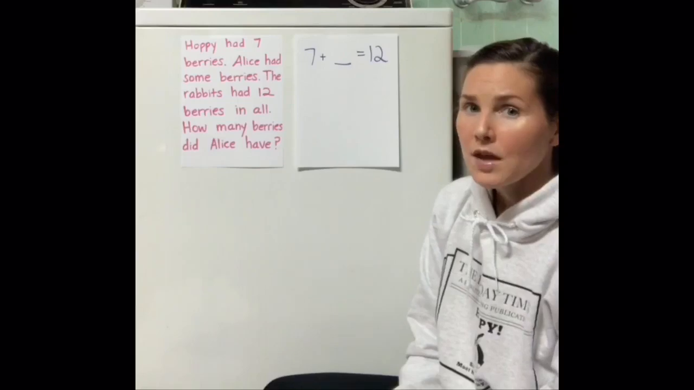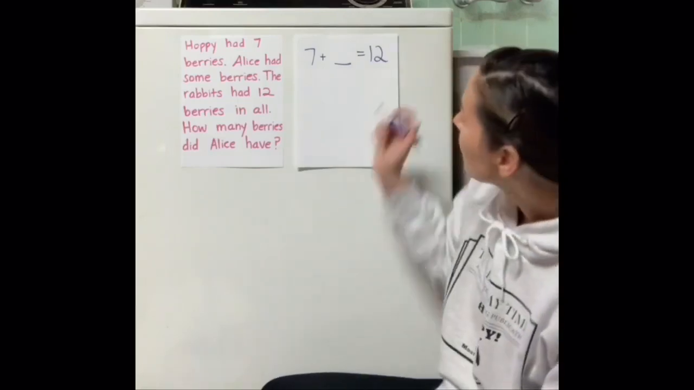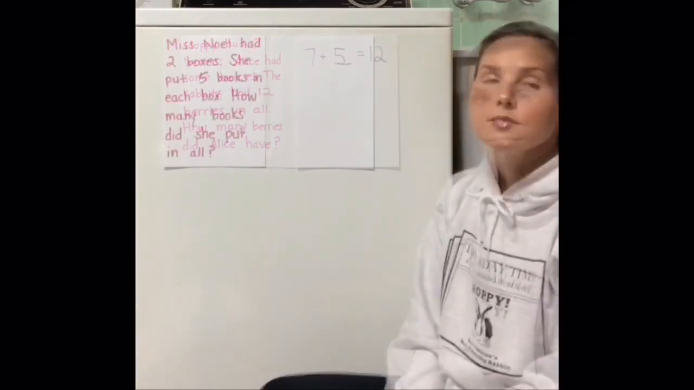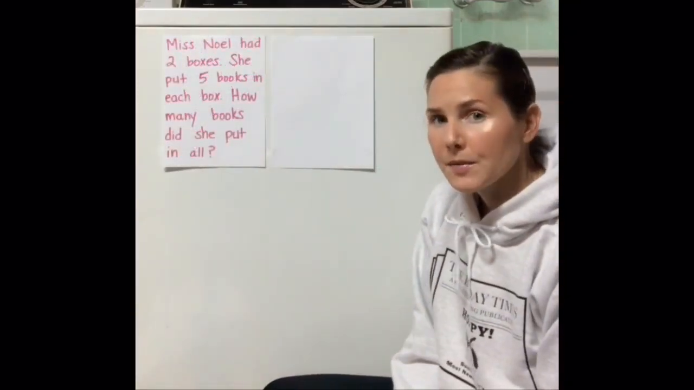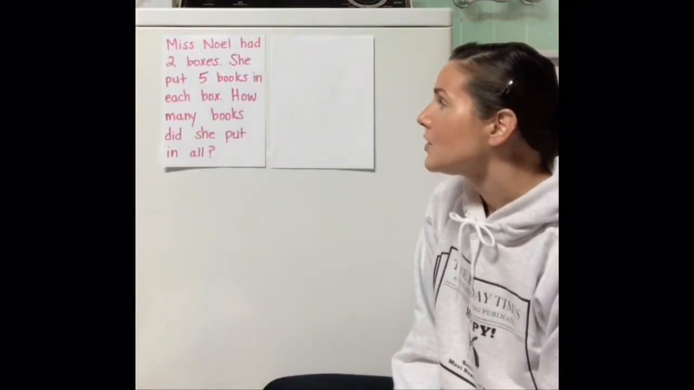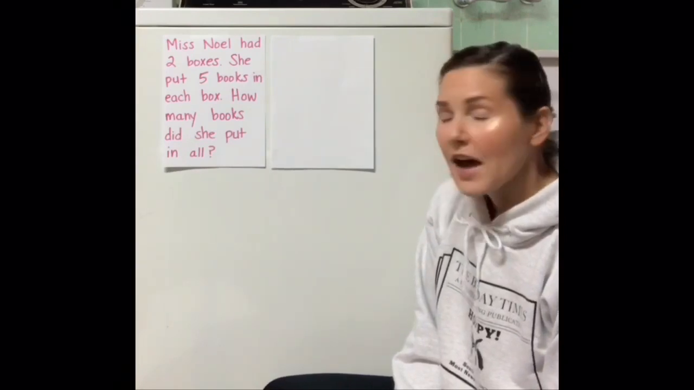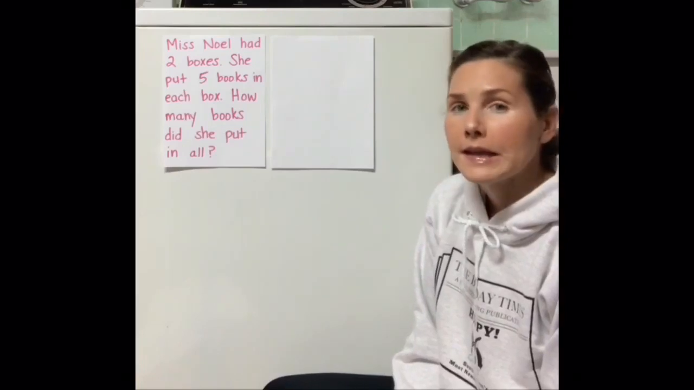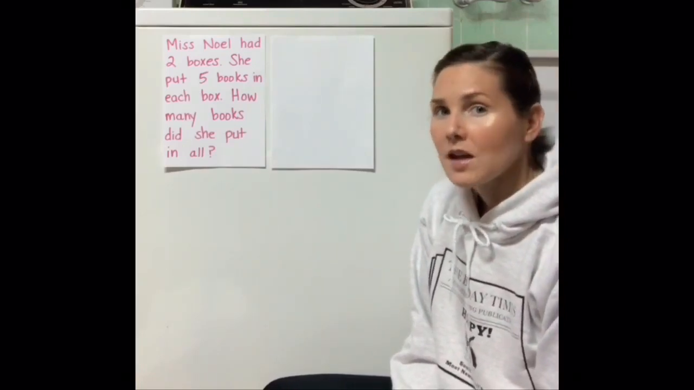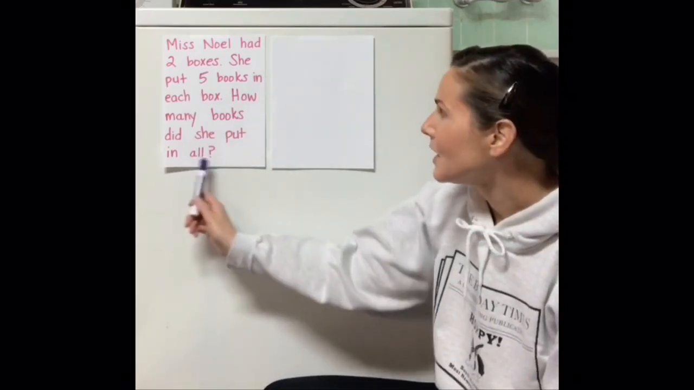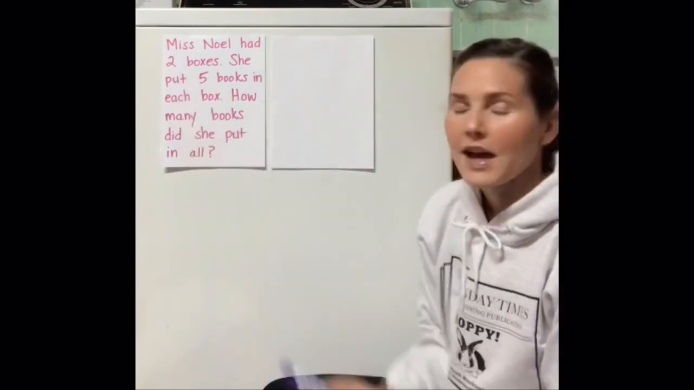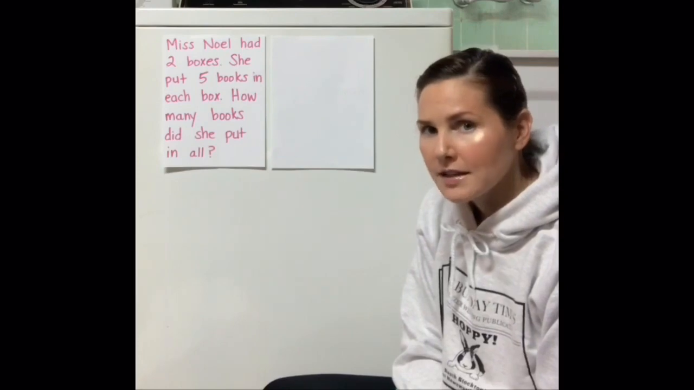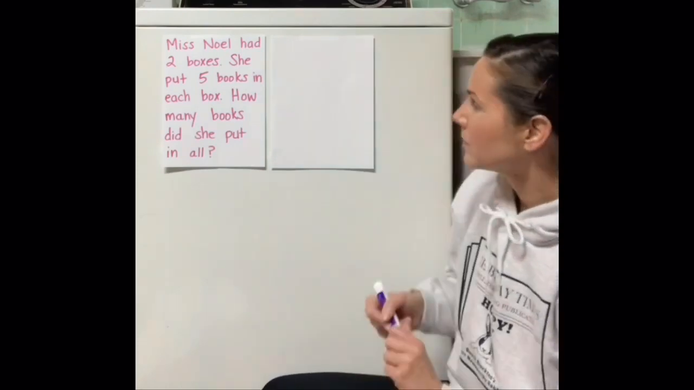So now we know that the amount of berries that Alice had was 5. This next problem says, Miss Noel had 2 boxes. She put 5 books in each box. How many books did she put in all? Again, a lot of kids are going to see those keywords in all and add 2 plus 5 for a sum of 7. But let's draw a picture and see what it shows us.